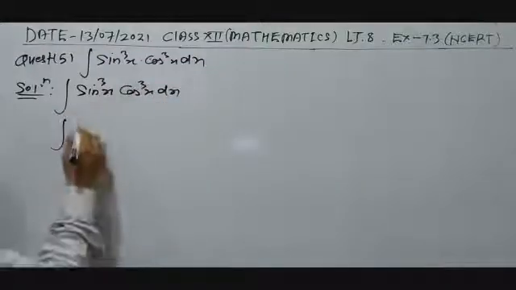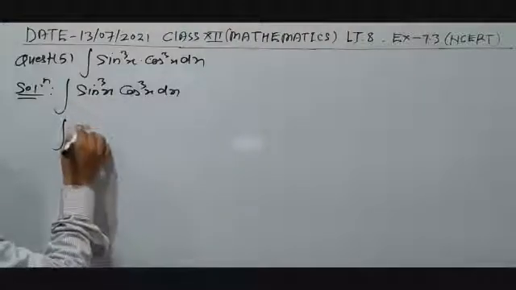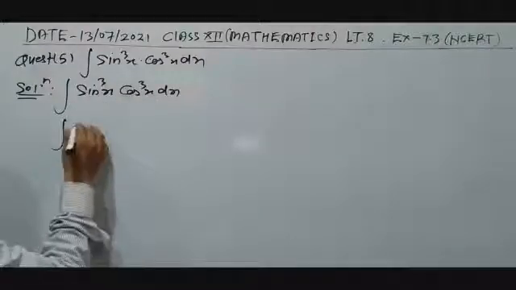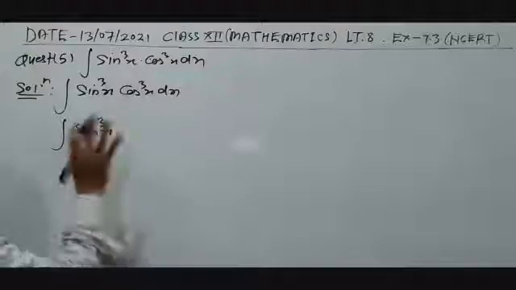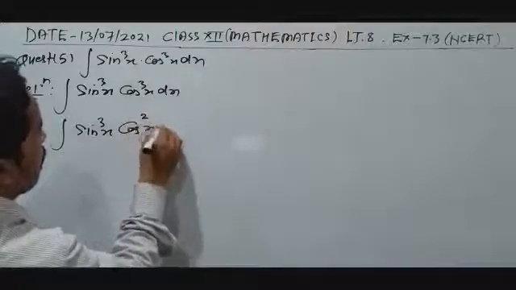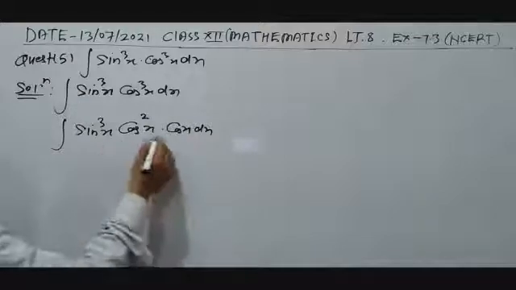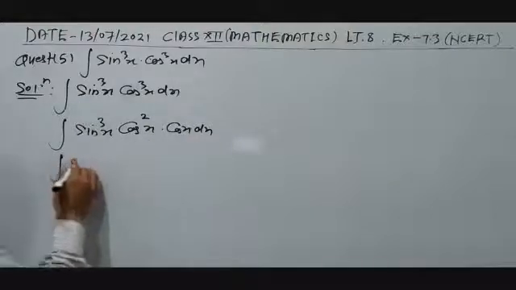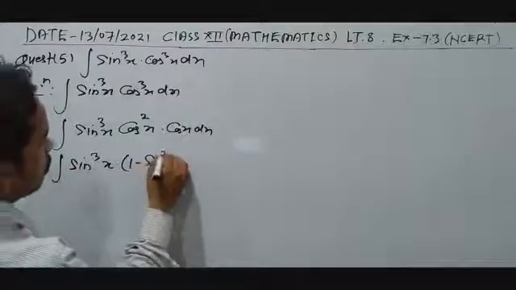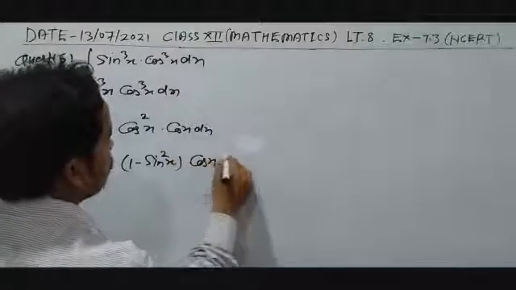Now you can convert sin square x into sin x, or you can also convert cos square x into cos x. Sin cube x as it is copy, and cos square x into cos x dx. Now again you can convert cos square theta in terms of sin square theta. Result is sin cube x into 1 minus sin square x into cos x dx.